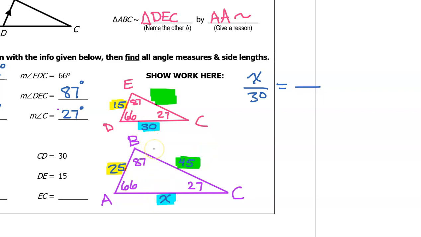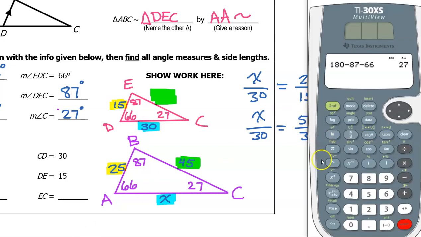If I do x over 30, then I will do 25 over 15. I have to go in the same order. So 25 over 15. Let's reduce this fraction to keep the numbers small. Both of these are divisible by 5, so this will be 5 over 3. You can use your calculator if you need to. 25 over 15.